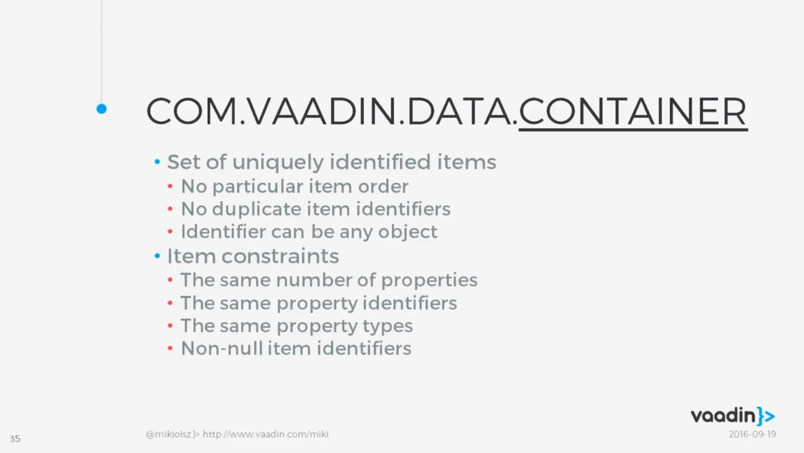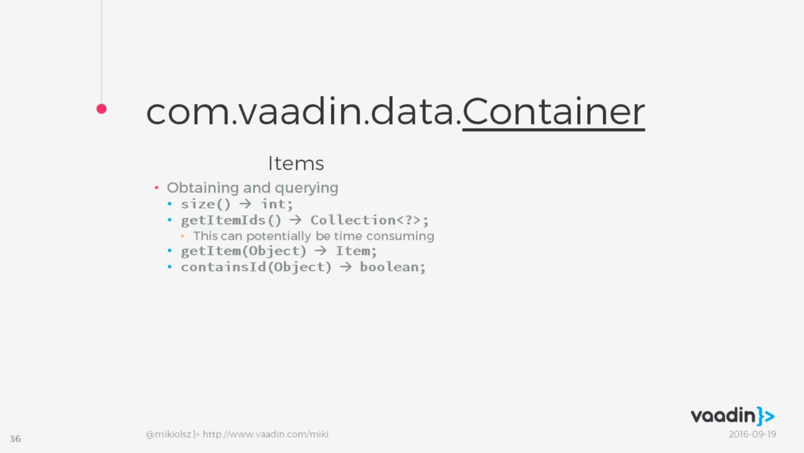The container places some constraints on the items it contains. There must be the same number of properties in each of the items, and they all have to be the same. So they have to have the same identifier and the same type. And then there is lots of optional functionality. The container allows you to obtain and query the items. And this method right here, which is called getItemIDs, it can be time consuming.